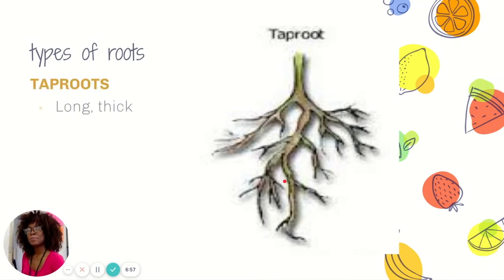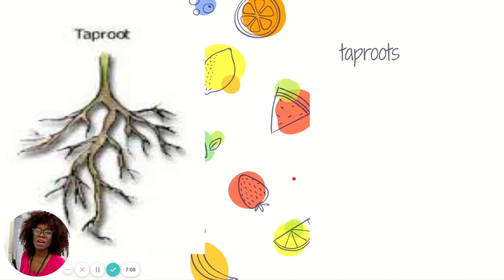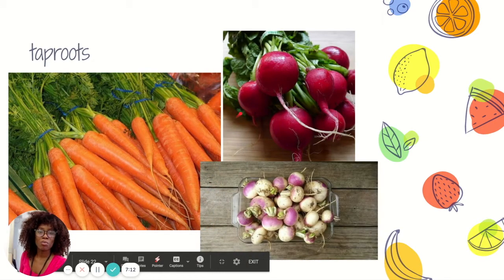So there are two types of roots. We have tap roots and we have fibrous roots. Tap roots are going to, basically what it sounds like, tap deep down into the soil to get nutrients. Examples of tap roots: carrots, radishes.